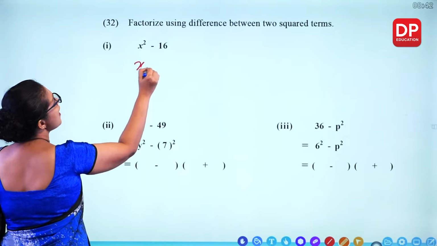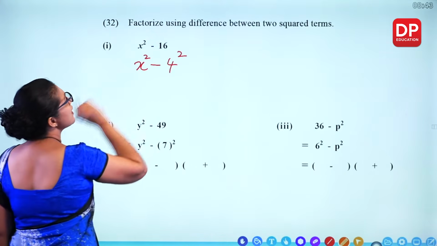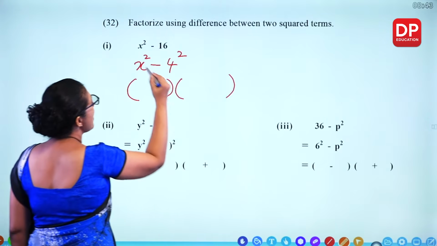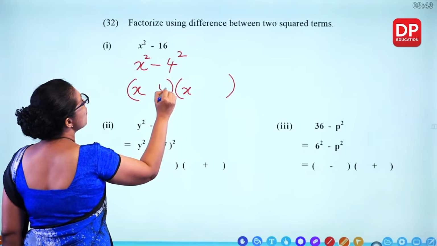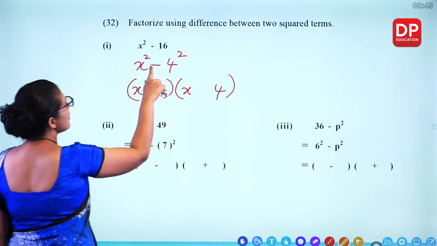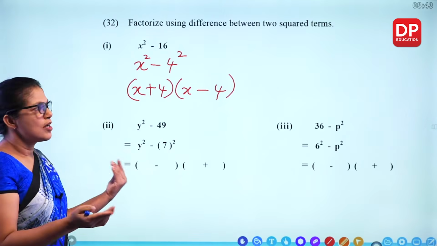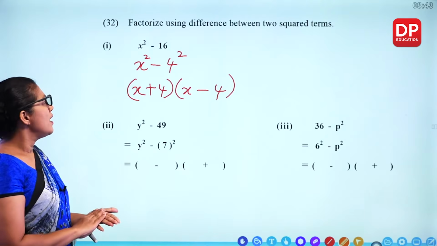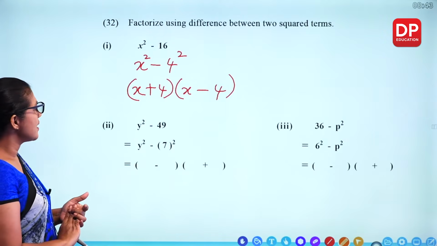16. First you have to write it as a square term. 16 is 4 times 4, so I can write it as 4 squared. What's the next step then? Put two brackets. X squared is x and x. This is 4 and 4. One is positive and one is negative. So you can switch this factor first and this one last. So one factor is always positive and the other one is negative.